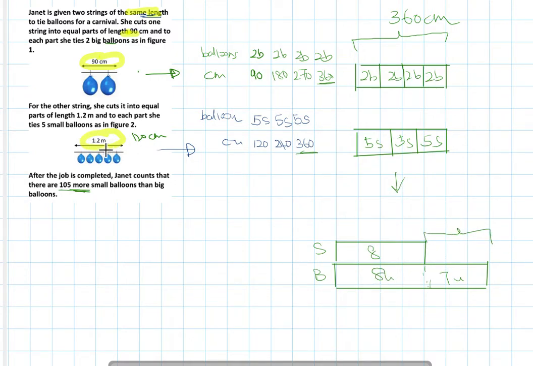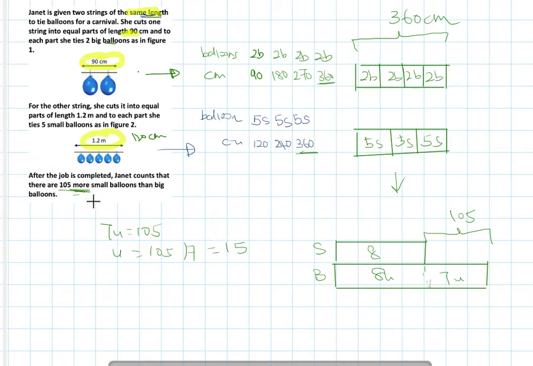And then here is 105, because the small balloons are 105 more than the big balloons. So when you take 7 units, equals 105, 1 unit will be 105 divided by 7. And then this will give you a value of 15.